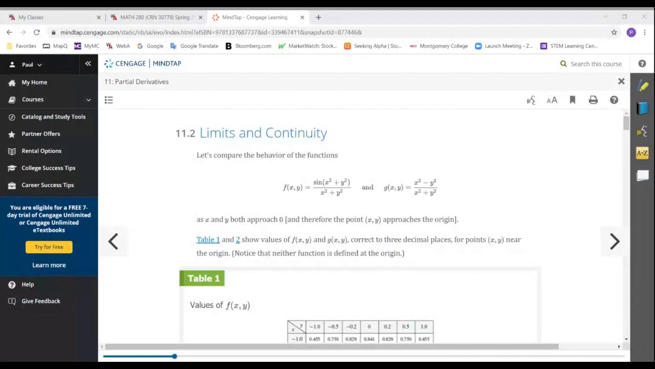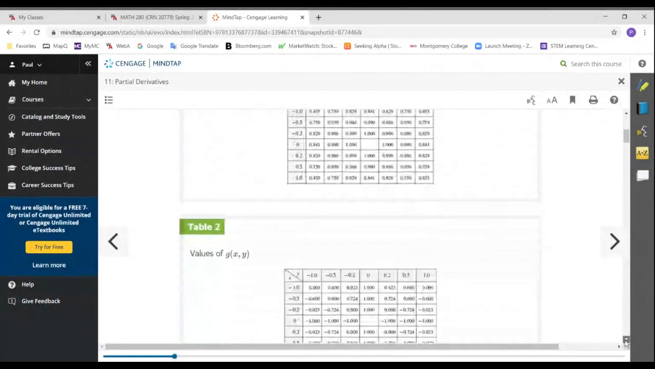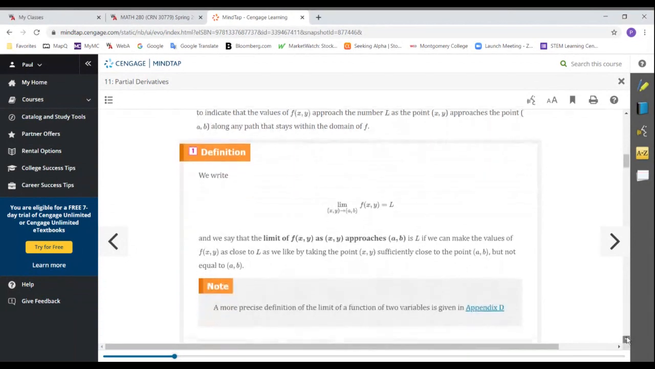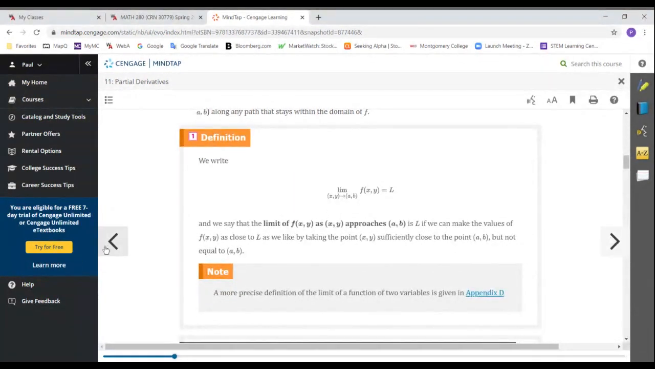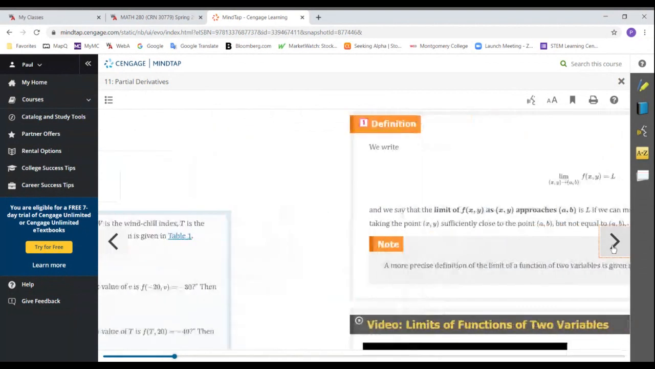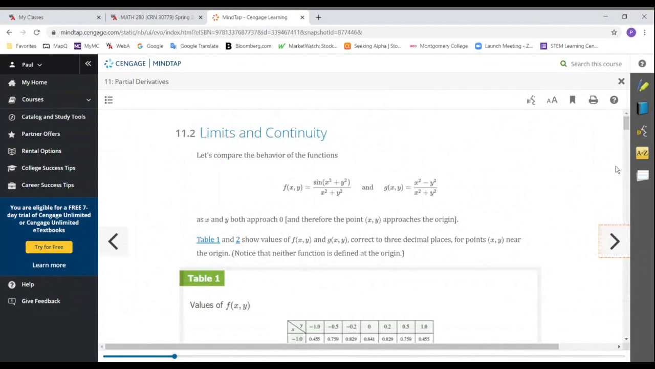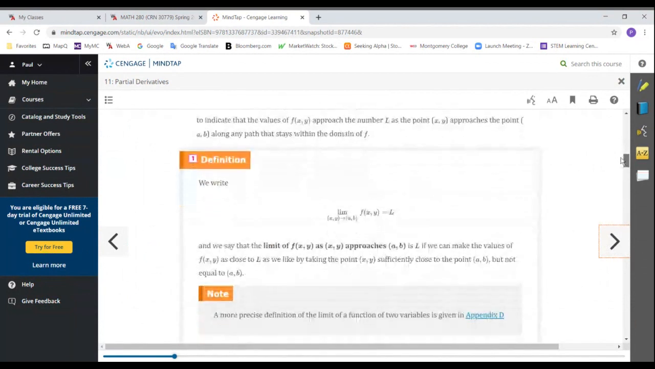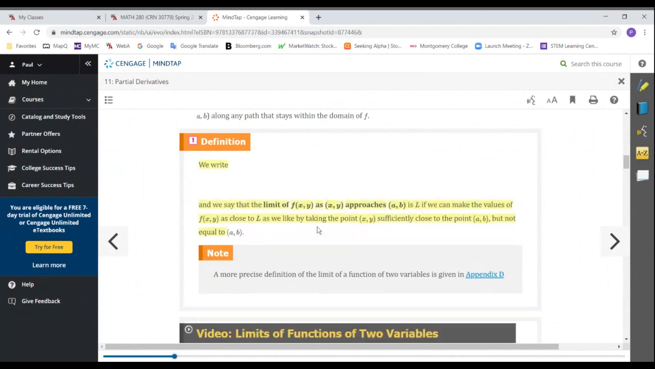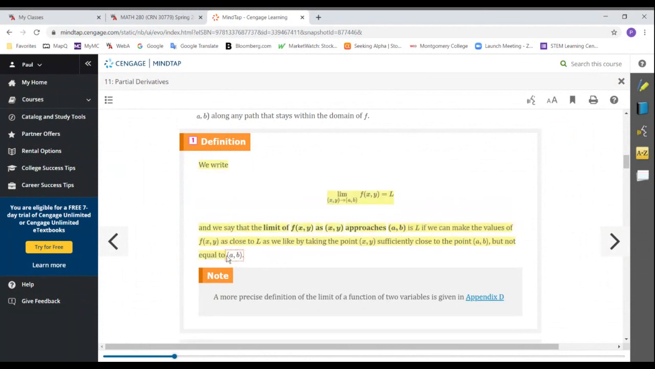Okay, so when we talk about the limit of a function, whoops, hold on, I didn't want to do that. I don't know what I did there. All right, yeah, this is the definition of a limit for a function of two variables.